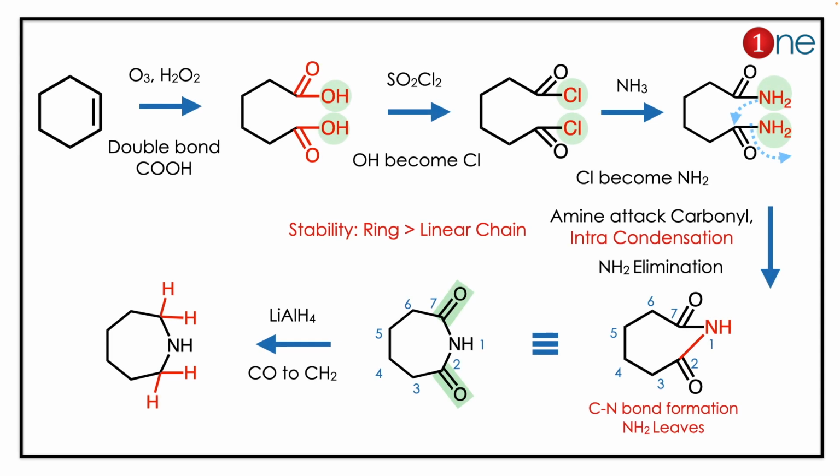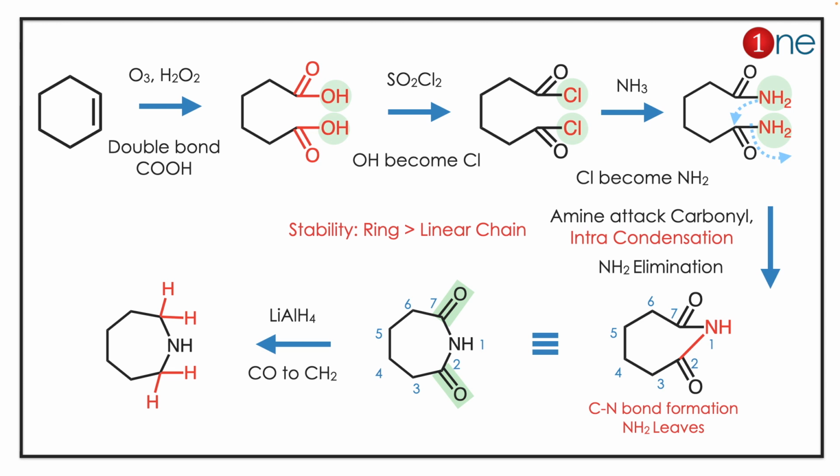The answer lies in the reagents. First step of the reaction, you are using ozone. Ozone converts it into acid. There is opening of the alkene ring. Then you are using thionyl chloride. It converts acid into acid chloride. Then you are using ammonia. You are converting chloride into amine.